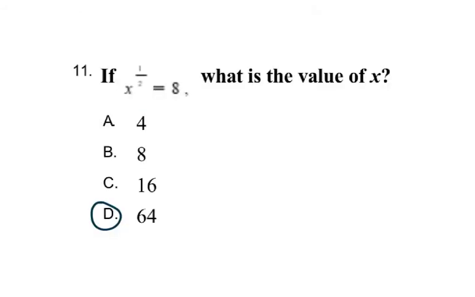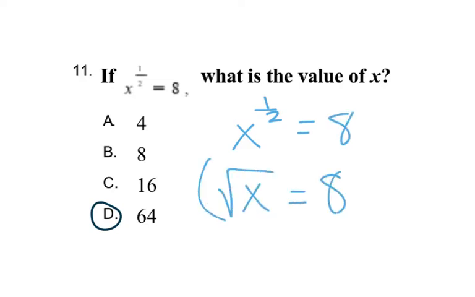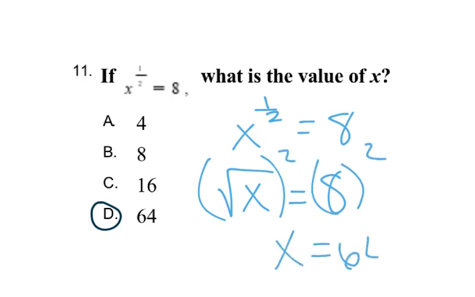Alright, so for this one, you can do it 2 different ways. You could plug in the answer choices, or you could remember that x to the 1/2 power is the same thing as the square root of x. And then the way you get rid of a square root is to square both sides, so x equals 64.